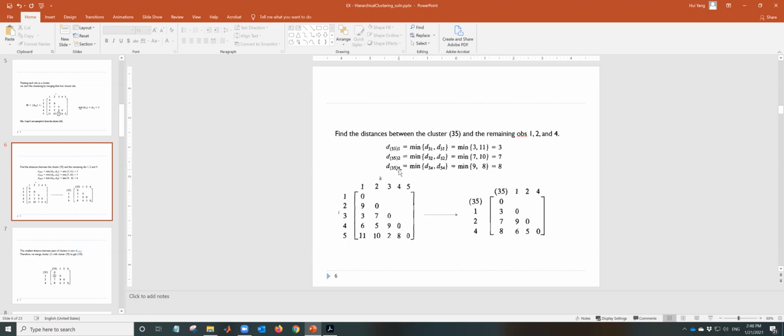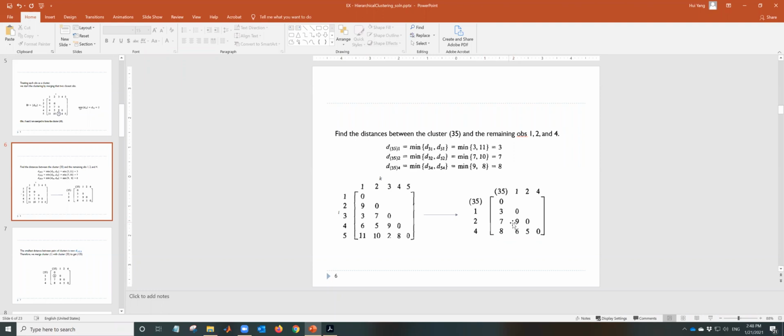And for 3, 5 to 2: 3 to 2 is 7, 5 to 2 is 10, and the minimum is 7. Then 3 to 4 is 9 and 5 to 4 is 8, so the minimum is 8. So this will be 3, 7, 8.